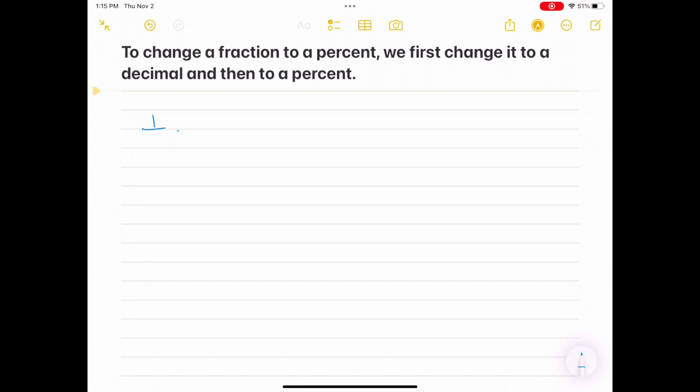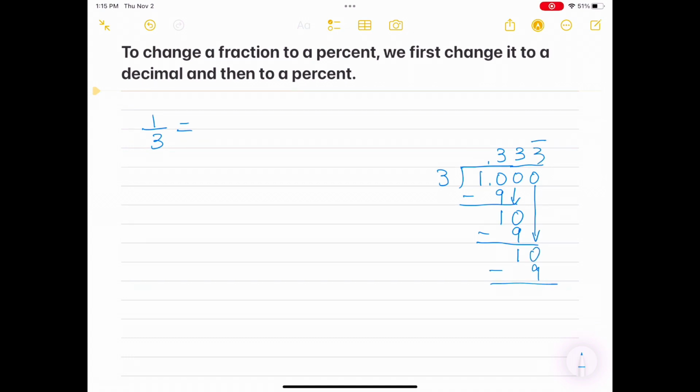Take the fraction 1/3, convert it to a percent by dividing 1 divided by 3, which gives you 0.333 with a repeating 3. We write out the decimal, 0.333, with the repeat sign over the 3, and bring the decimal point 2 places to the right and add a percent sign.